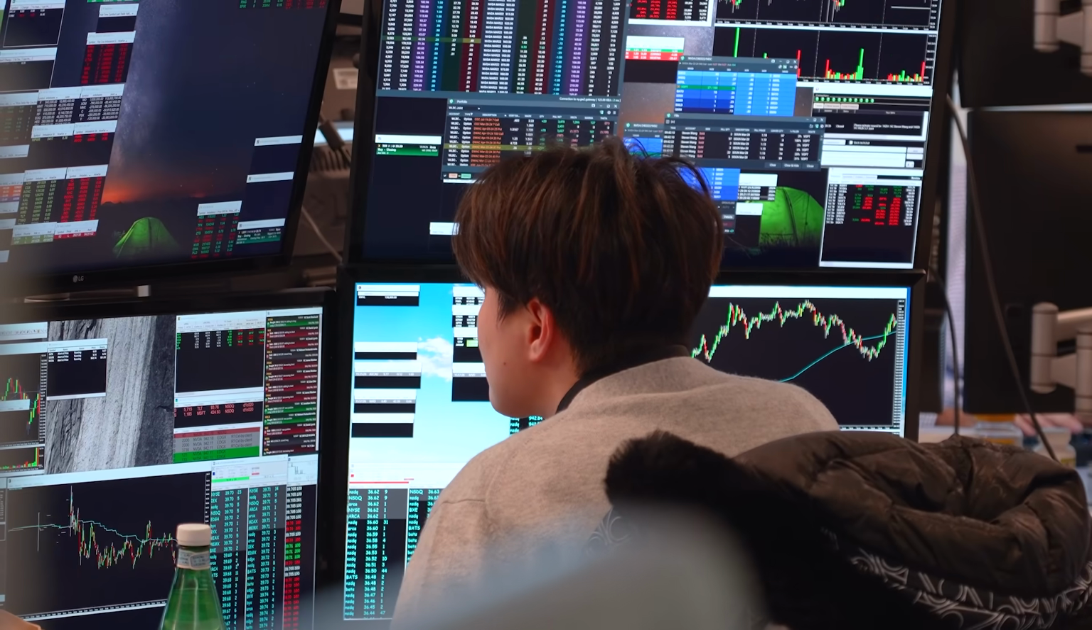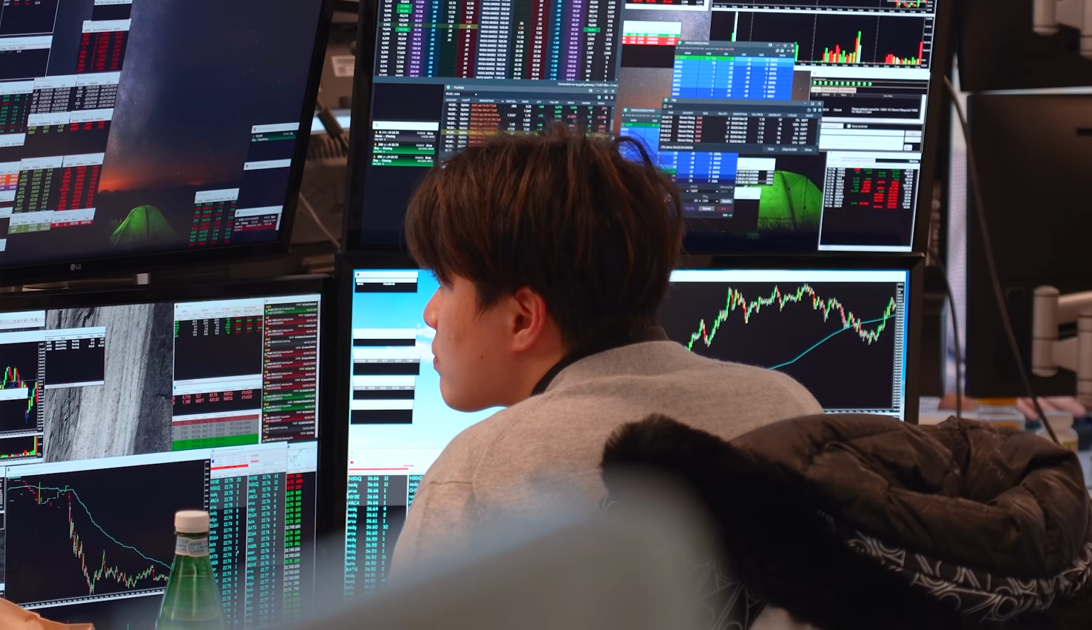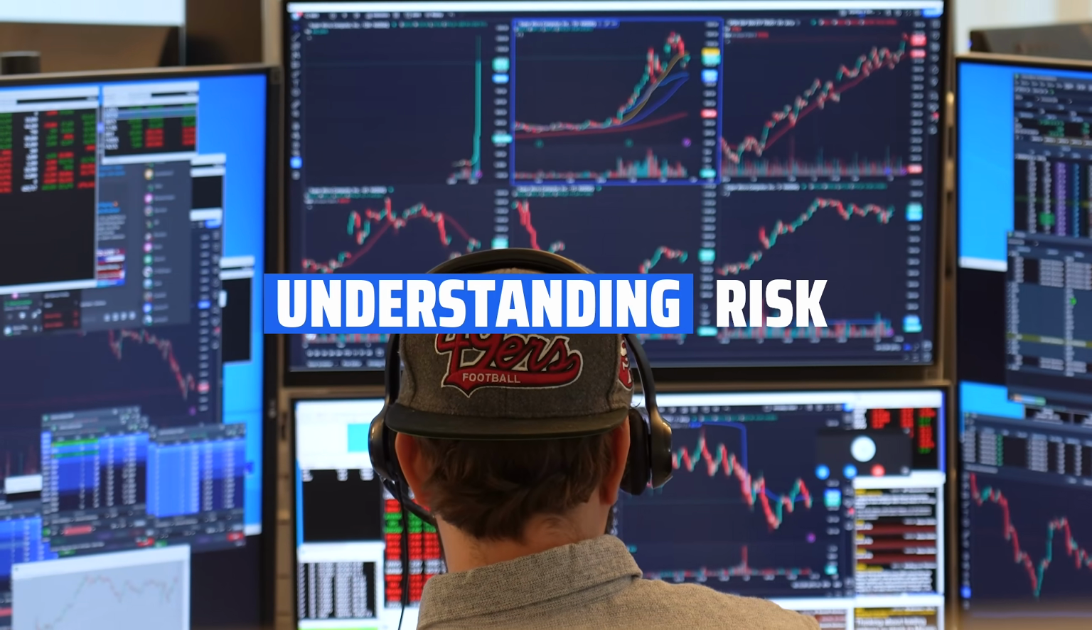If I gave 10 traders the exact same market setup and the exact same account size, why would some consistently grow their account while others slowly lose money? Most people think the answer is being better at predicting the market. I don't think that's the biggest reason. I think it's understanding risk.